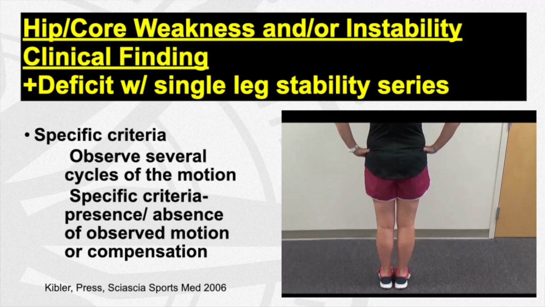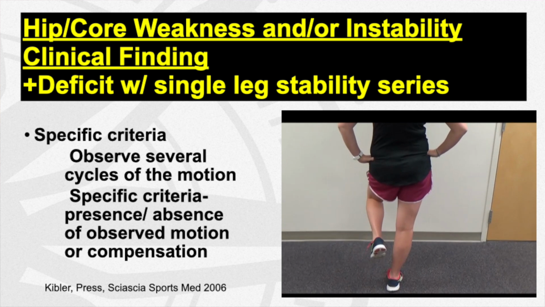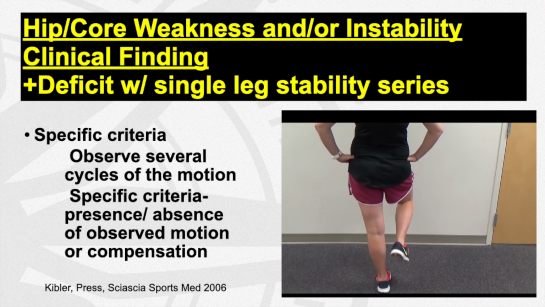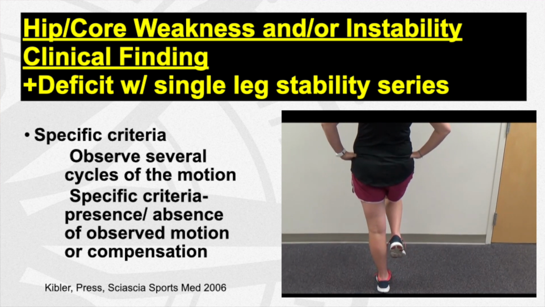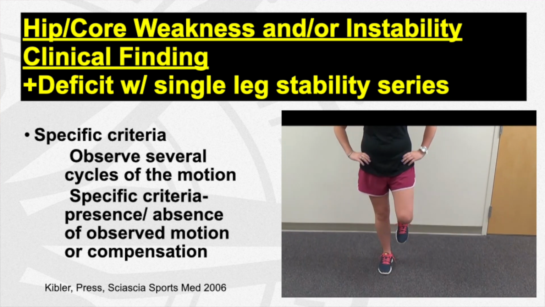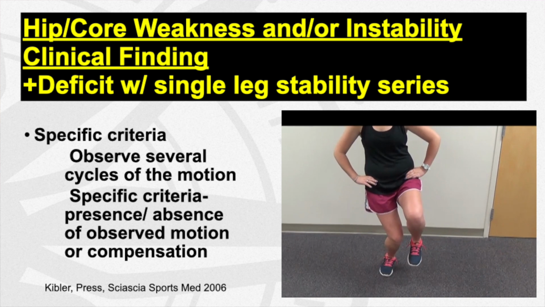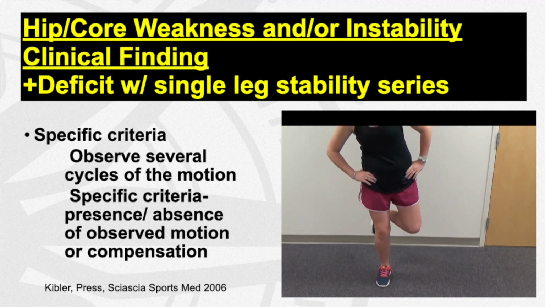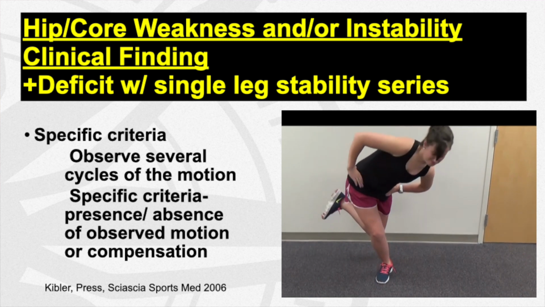So let's go briefly through some of the exam that you would do in this progression. The first is looking at hip and core weakness or instability. What you can do here is look at the deficit with single leg stability. There are specific criteria for looking at the motion, and what you can see is have them stand on one leg without tipping. You see that this patient has difficulty even standing on one leg.